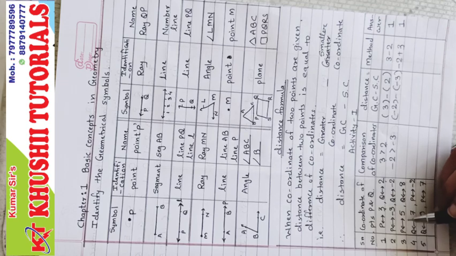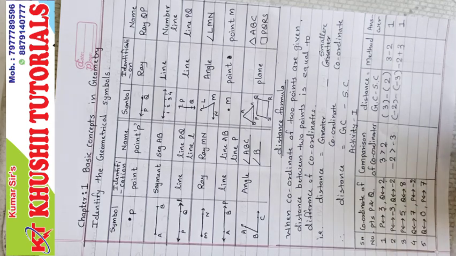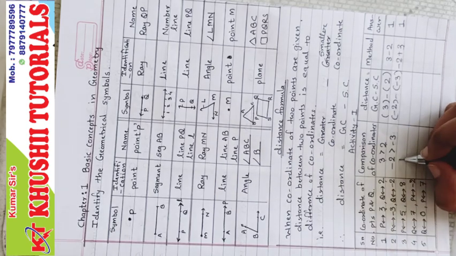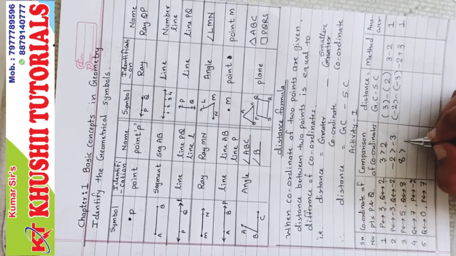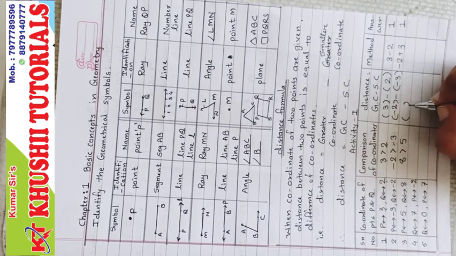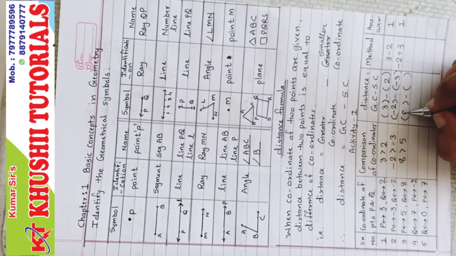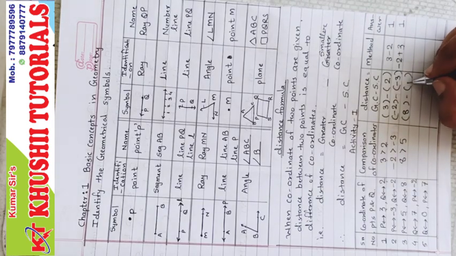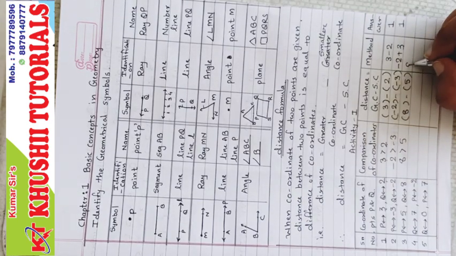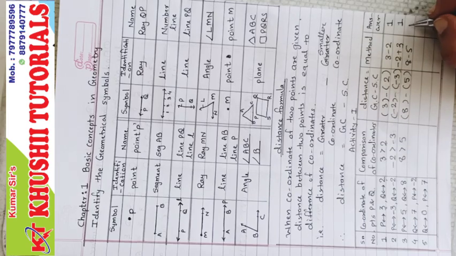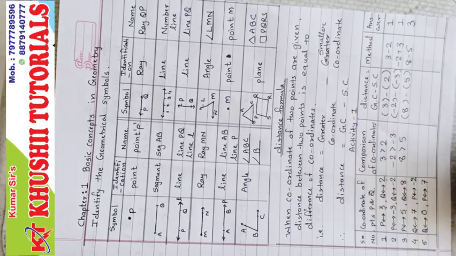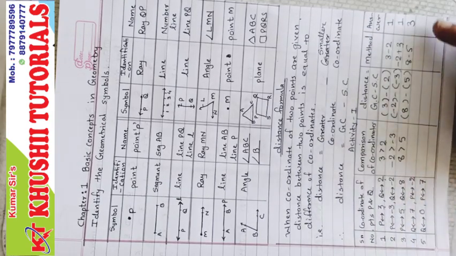Next, P is 5 and Q is 8. Comparison, definitely 8 is greater than 5. So the distance will be greater coordinate minus smaller coordinate. So 8 minus 5, and 8 minus 5 is 3. So the distance between P and Q is 3 units.